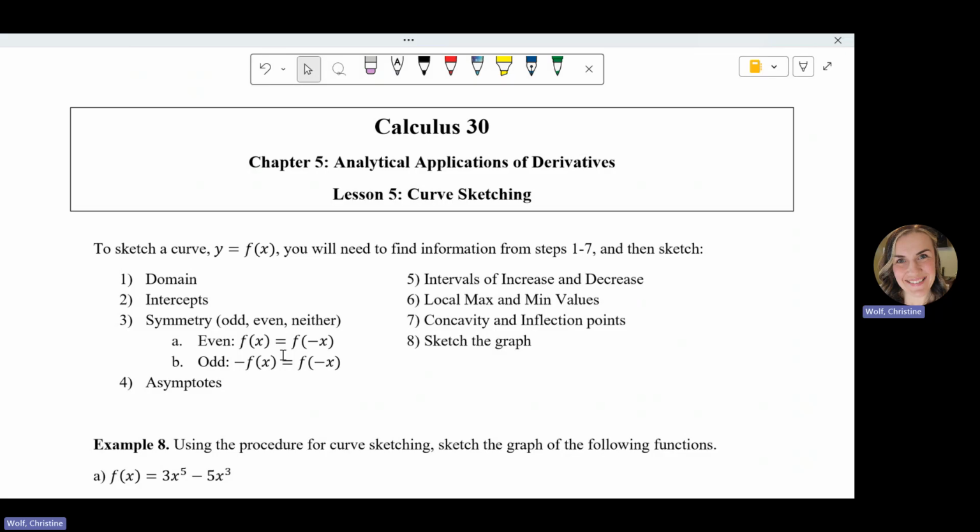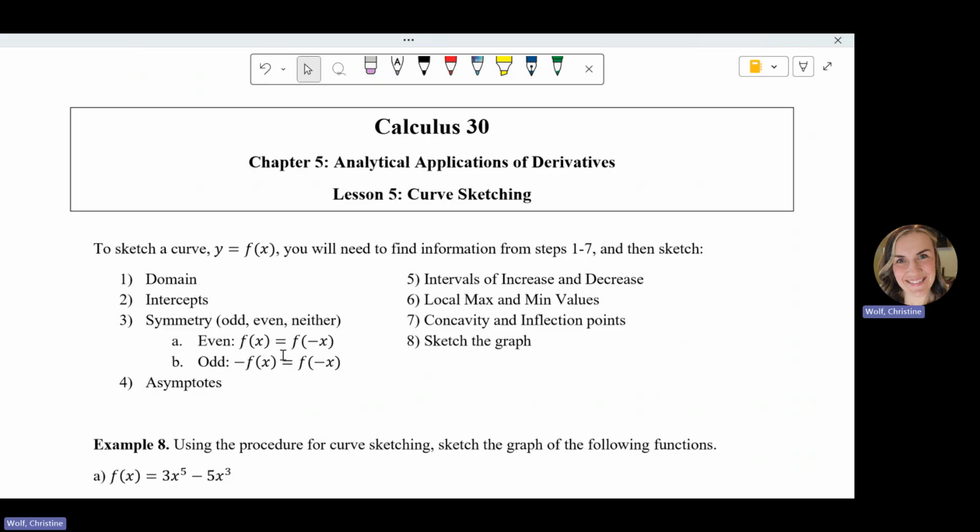Then we're going to determine our local max and mins, right? Our highs and our lows. Then we're going to figure out our concavity. When are we concave up? When are we concave down? And the inflection points. Just a reminder, the inflection point is defined as where a graph switches from concave up to concave down or vice versa. And then once we have all of that information, we're going to finally sketch the graph.